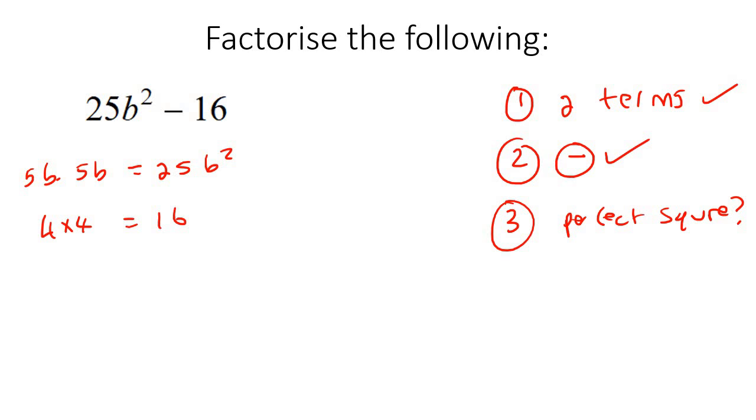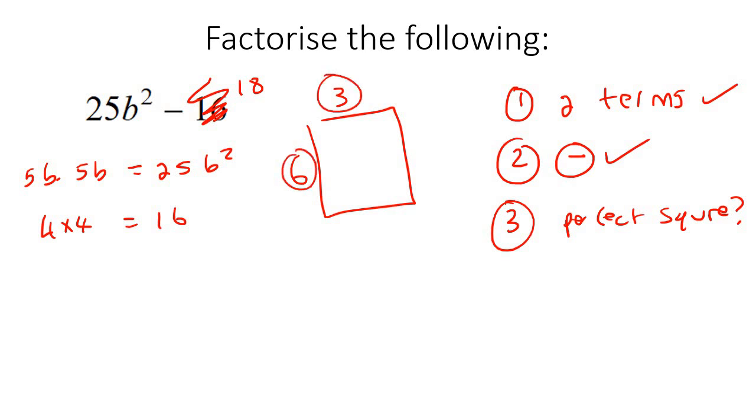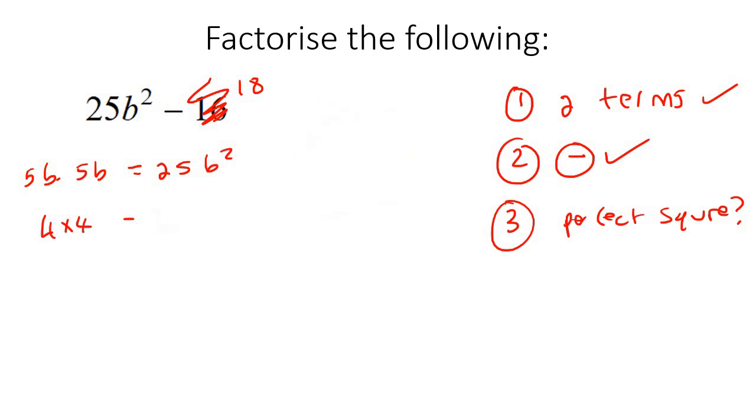Whereas, for example, if this was an 18, then you wouldn't be able to create a square where the area is 18. Like, what are you going to say? Maybe 3 and... You can't. And you can't say 6 times 3 because that's not a square. Squares have the same sides. So 18 wouldn't have worked. But luckily it's not 18, it's 16.